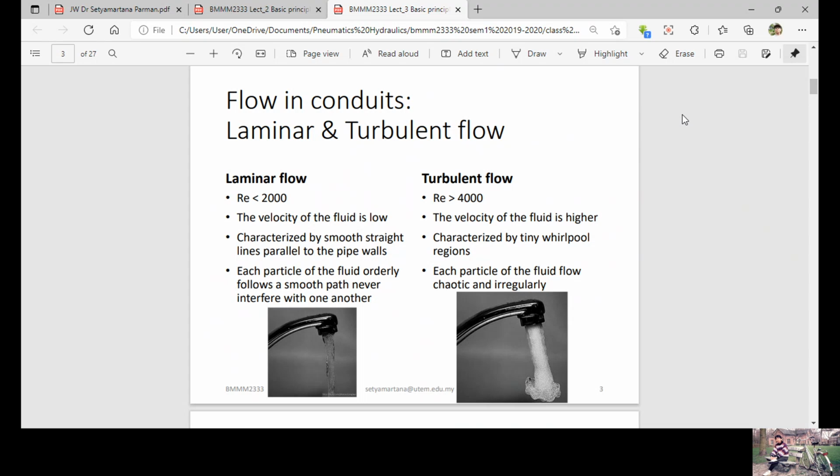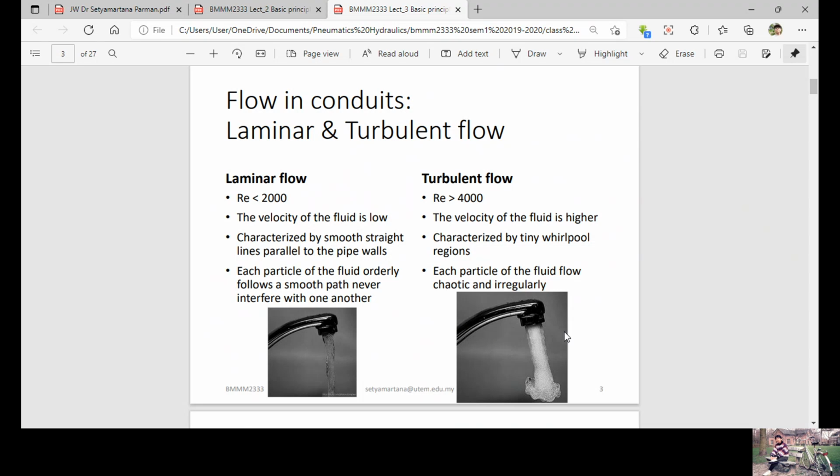Okay, in flow, we can differentiate into laminar flow, turbulent flow, and transition flow. The flow will be laminar if the Reynolds number is less than 2000, the velocity of the fluid is low, and it is characterized by smooth straight lines parallel to the pipe walls, and each particle of the fluid orderly follows a smooth path, never interfering with one another.